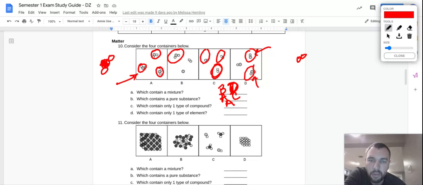Then part D, which contain only one type of element. An element is just a single shape. All right. So C is only going to contain one type of element because everything is exactly the same. Every little ball here is the same as far as size, same shape. They're both unshaded, same color. Everything is the same about them. So C would be just one type of element. All right, so we got B, D, A, C, A, and C.